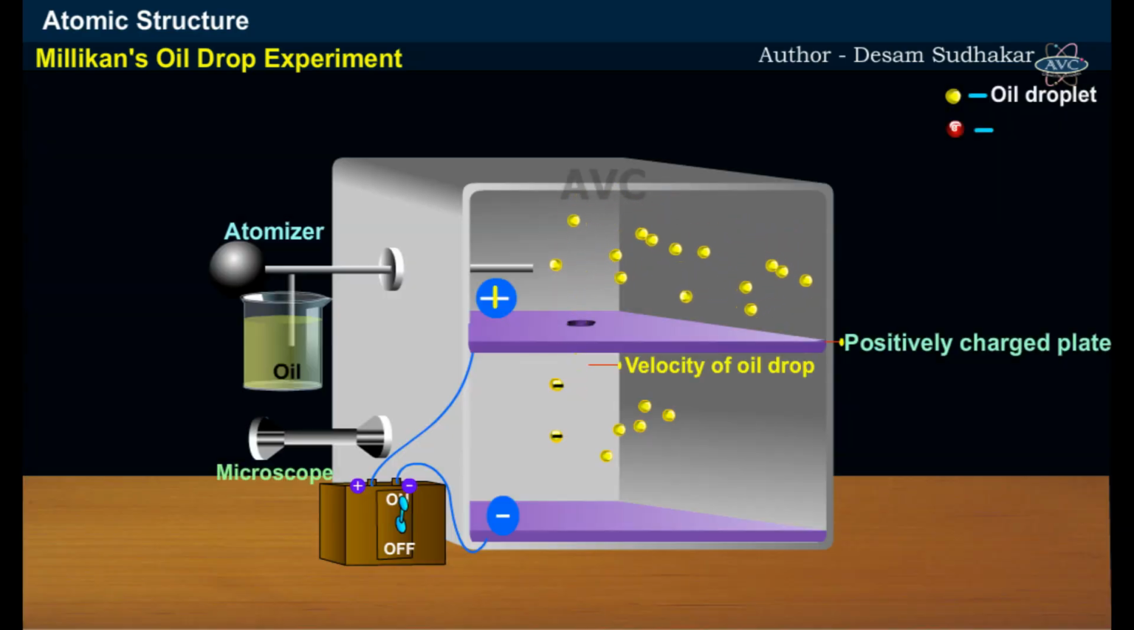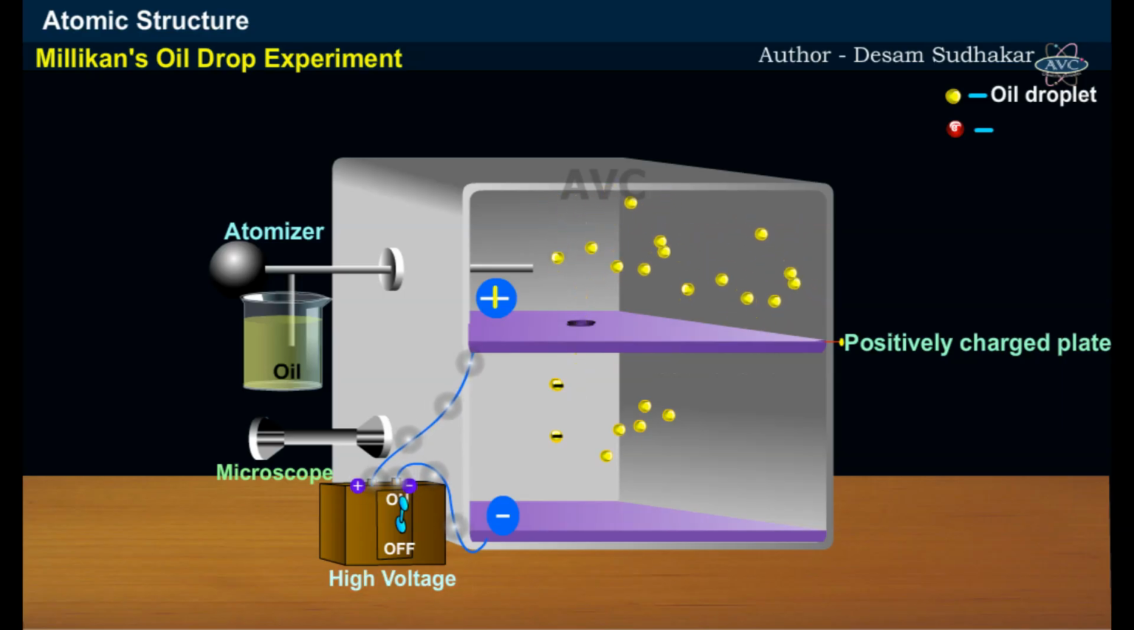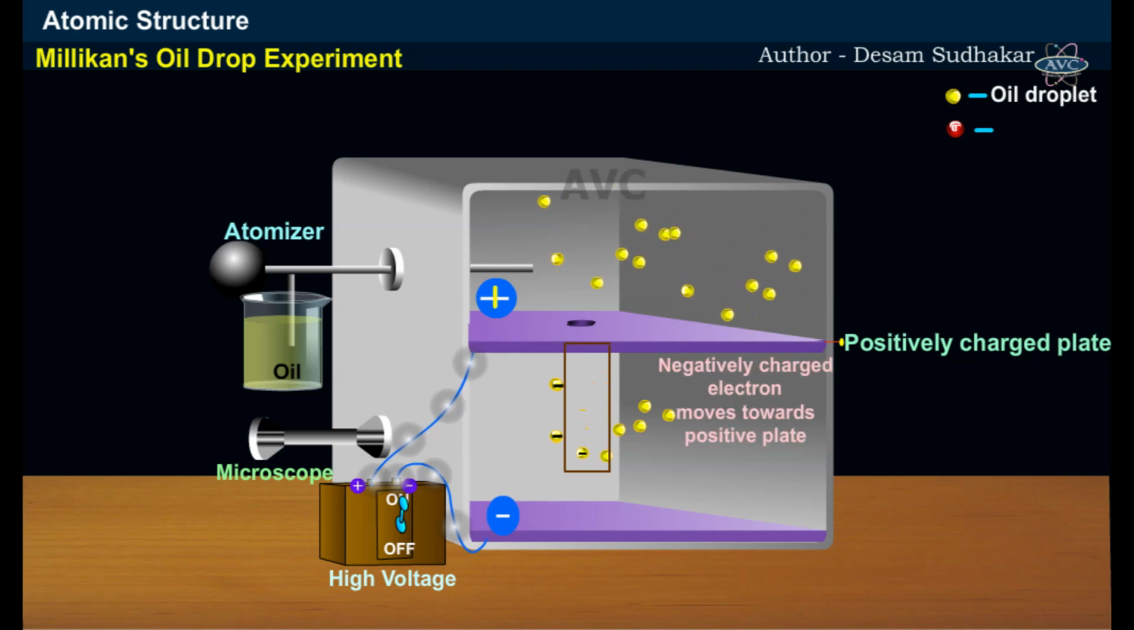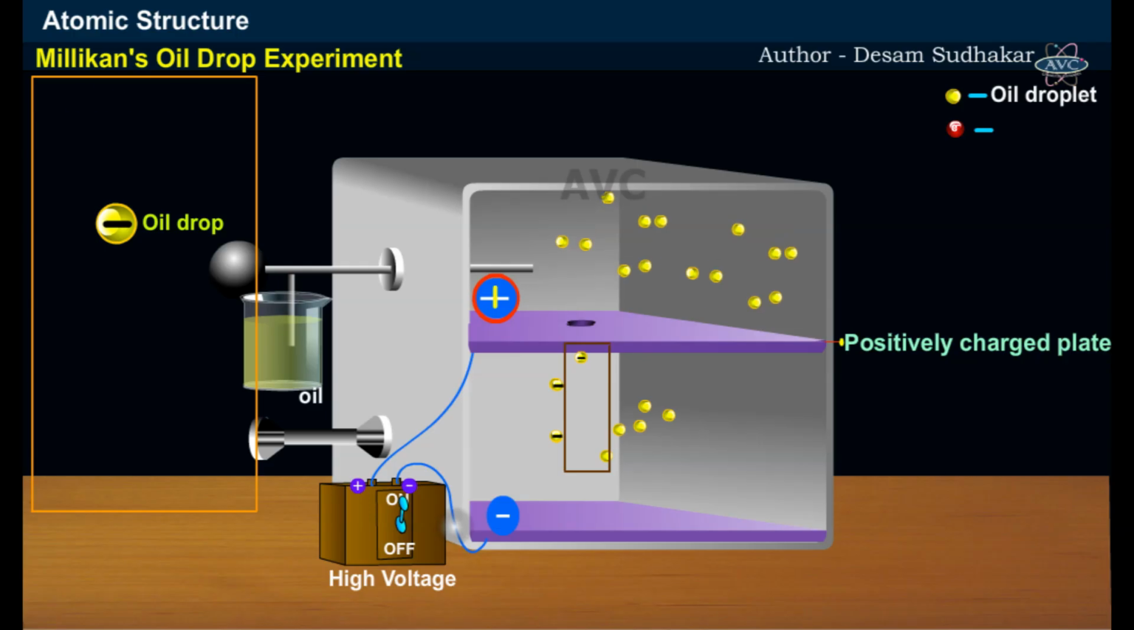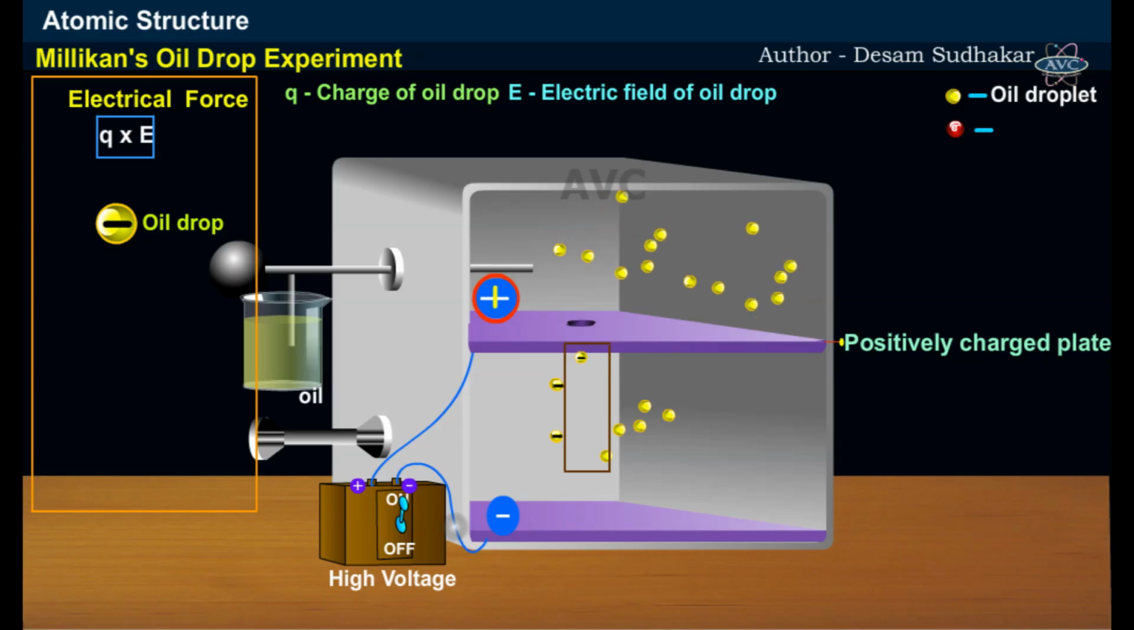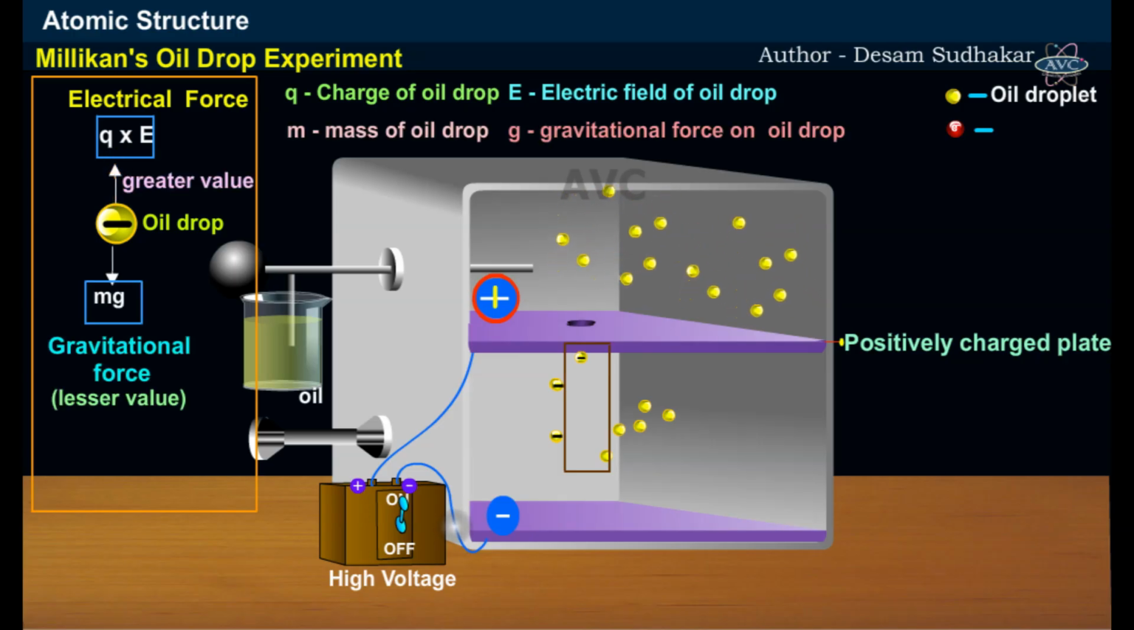The velocity of an oil droplet could be controlled by changing the voltage across the two plates. At high voltage, the negatively charged oil droplet tends to move upwards, or rise towards the positively charged plate. This is because the electric force, which is the product of charge and electric field on the oil droplet, or QE, which is pointing upwards, is greater than the gravitational force mg acting in the downward direction.